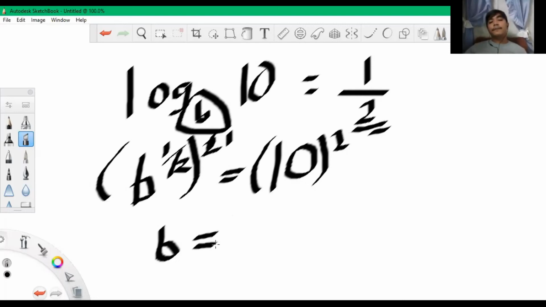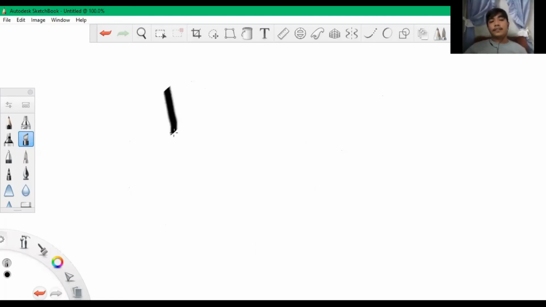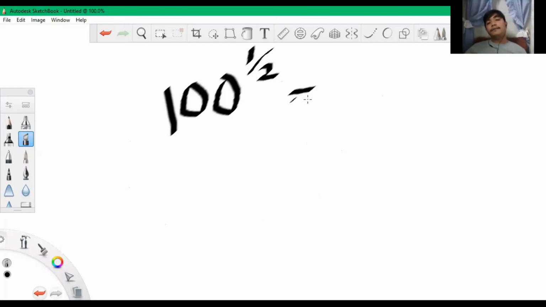So, what should be the answer? We have 10 squared. So 10 squared, that is 10 times 10. And it is equivalent to 100. So the base should be equivalent to 100 in order for it to be equivalent to 10. So let's have the checking. So we have our base, di ba, na-solve natin that it's equivalent to 100 and its exponent is 1/2. And the answer should be 10.